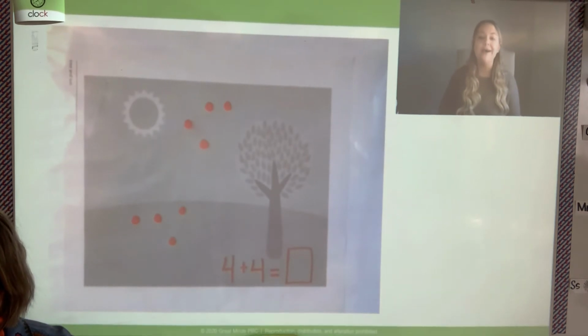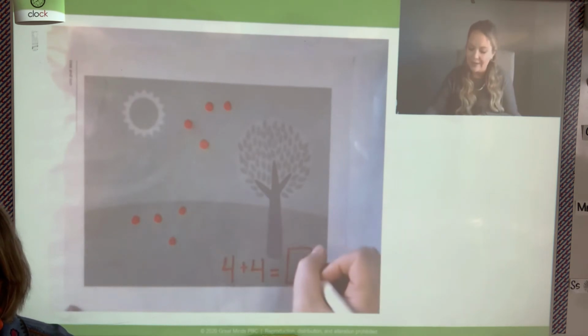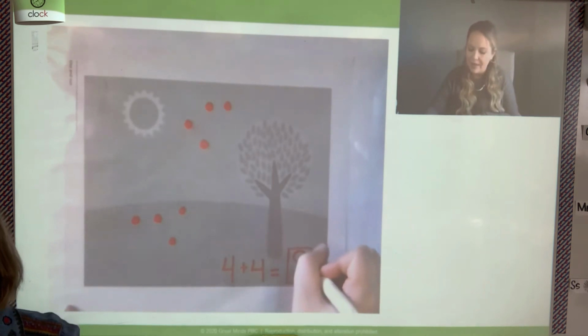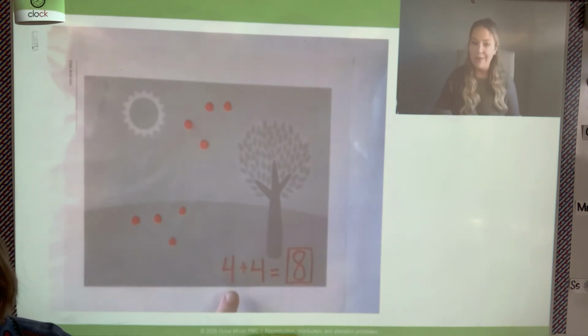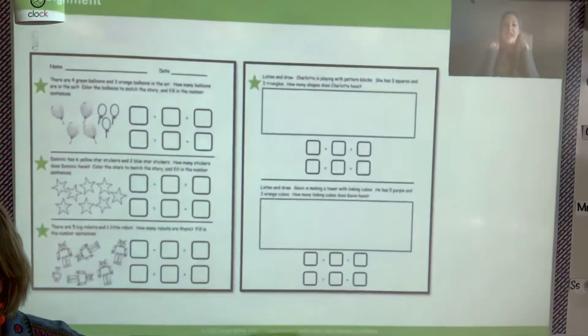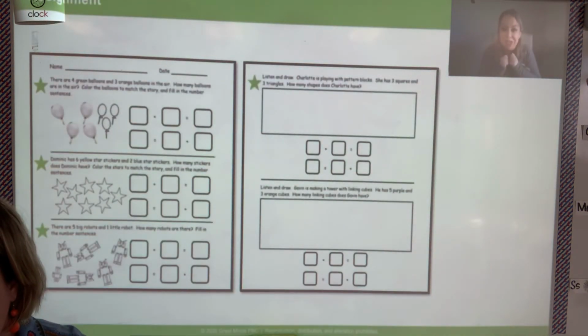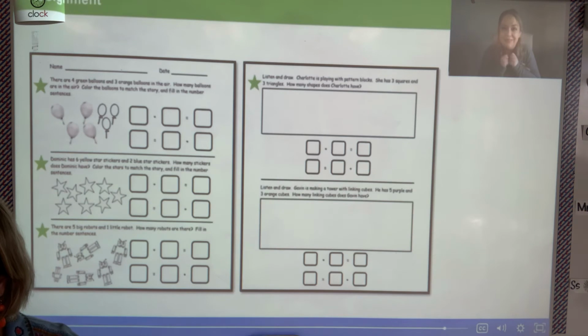So how many robins are there in all? Show on your fingers. 8 robins. So we can write the 8 in our mystery box. That is our total number of robins. 4 robins and 4 robins equals 8 robins all together. You did a wonderful job today. Okay. You guys have done a wonderful job.